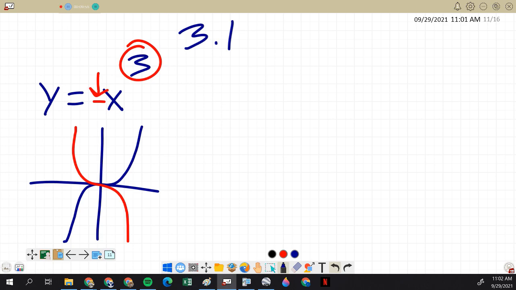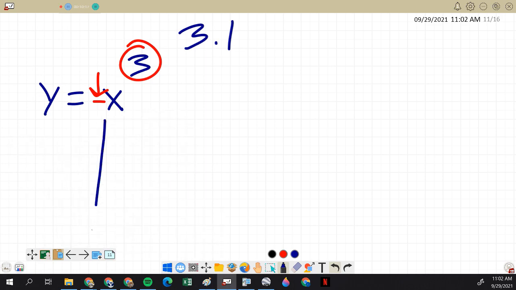And x to the third graphs either go up to the right and down to the left, or up to the left and down to the right. So we kind of have this disco dance going on. I'm not a dancer. But because it's an x to the third, it can have 3 roots. So it's entirely possible for it to look like this, where it touches the x-axis 3 times.